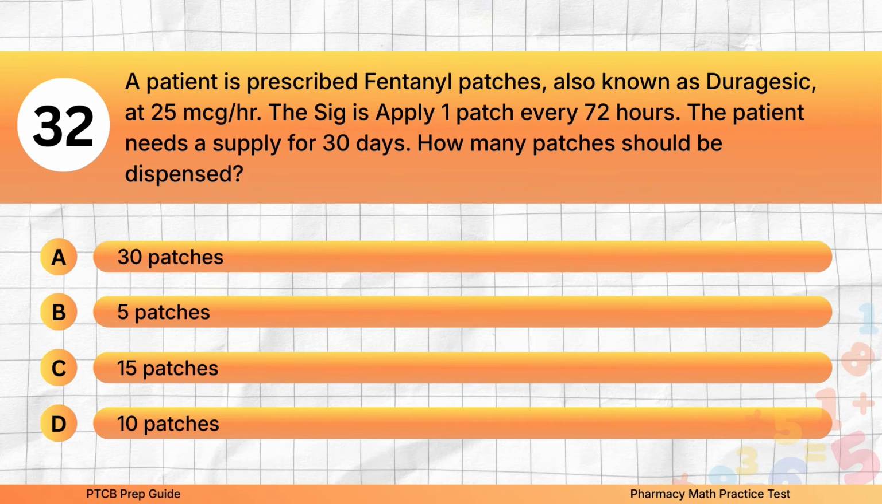Next up, let's look at a day supply calculation for pain management. A patient is prescribed fentanyl patches, also known as Duragesic, at 25 micrograms per hour. The SIG is apply 1 patch every 72 hours. The patient needs a supply for 30 days. How many patches should be dispensed? A. 30 patches. B. 5 patches. C. 15 patches. Or D. 10 patches. Take a moment to crunch the numbers on this supply.